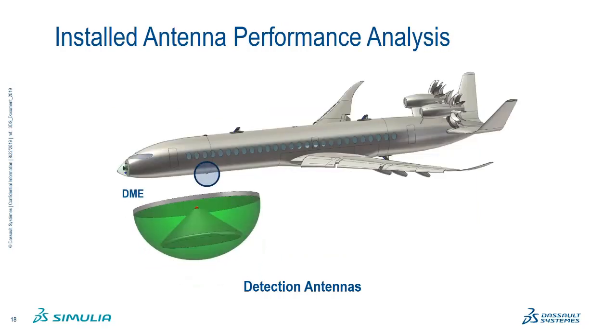The aircraft also has some detection antennas. One is the distance measuring equipment, or DME, which measures the slant range or distance between the aircraft and a ground station. We're using a monopole antenna with a conical shaped element for this DME. The antenna is tuned to operate effectively in the roughly 800 to 1200 megahertz range, covering the DME receive and transmit bands.